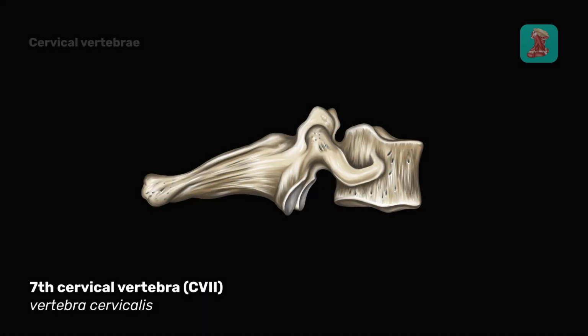The typical cervical vertebrae will be discussed using the 7th cervical vertebra as an example. Its feature is the long spinous process. Because of it, it is called the vertebra prominens. In other respects, the structure is the same as that of the other cervical vertebrae.